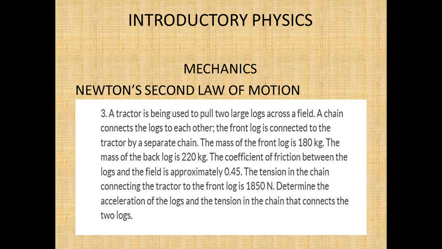The mass of the front log is 180 kilograms, and the mass of the back log is 220 kilograms. The coefficient of friction between the logs and the field is 0.45. The tension in the chain connecting the tractor to the front log is 1850 newtons. Determine the acceleration of the logs and the tension in the chain that connects the 2 logs.